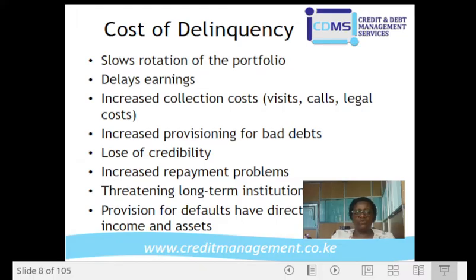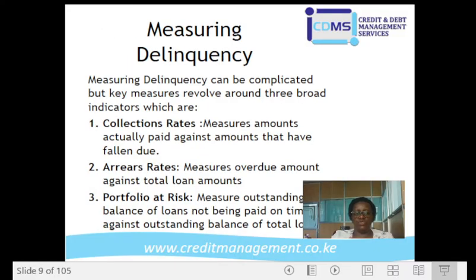The other part we also see is that provision for defaults has a direct effect on income and assets. So when the customers become delinquent, or when the loans become delinquent, we are also getting into a problem because our assets will not yield what we anticipated or expected them to yield. So that also affects our institution.